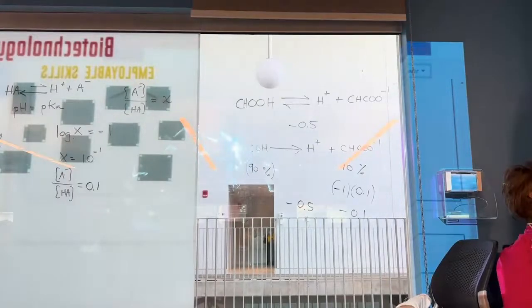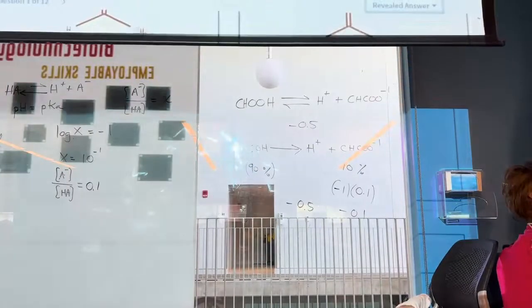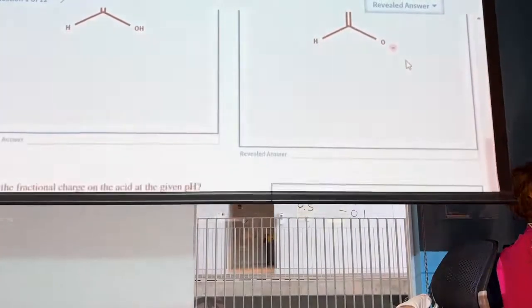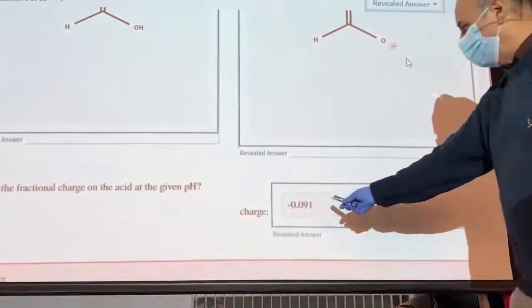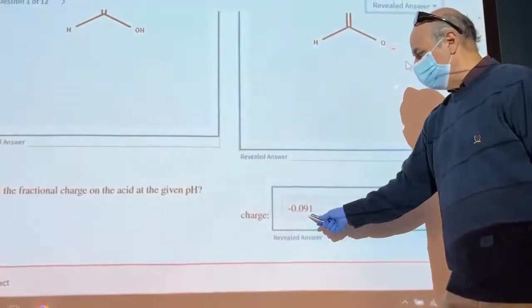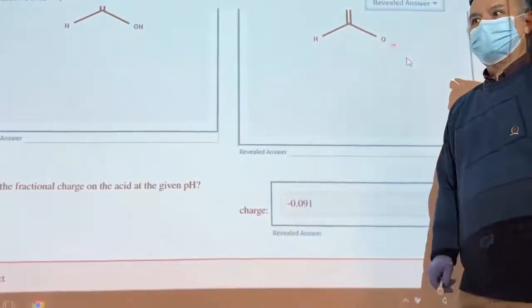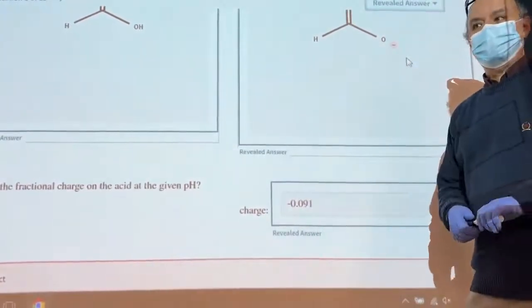They actually have it to more than one significant digit. So it says 0.09, I think. Yeah. So if we report this to one significant digit, that is negative 0.1. That's the value that we're getting.